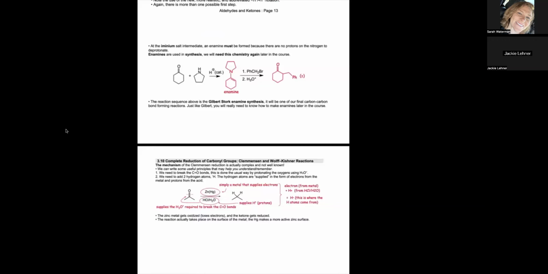Okay, so again, what's happening is you're having this. Let me just make sure this is what's happening before I explain anything. Because you're adding this. So what's happening is you're coming. Because there are no protons on the nitrogen to deprotonate. Your reaction sequence above is the Gilbert-Stork enamine synthesis. It will be one of our final carbon formations.